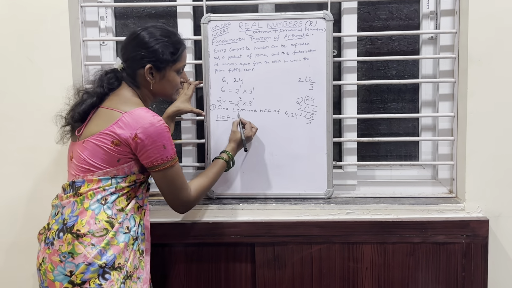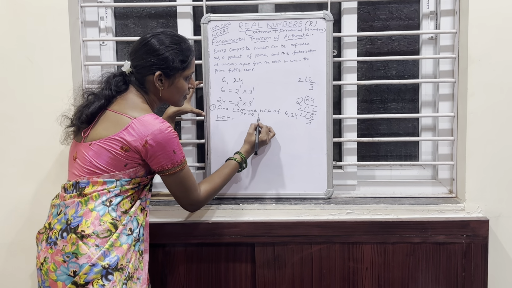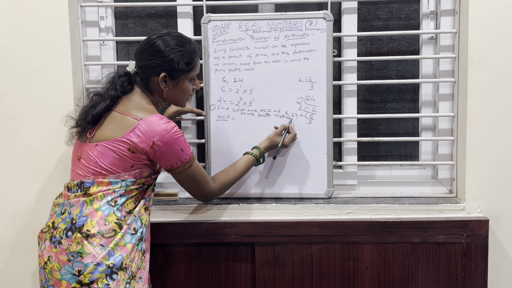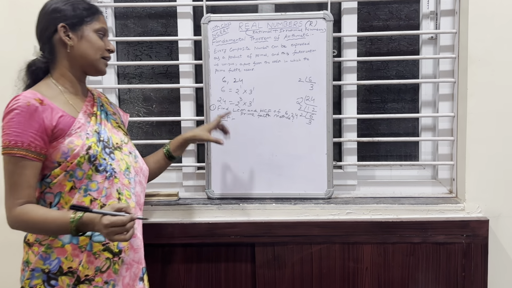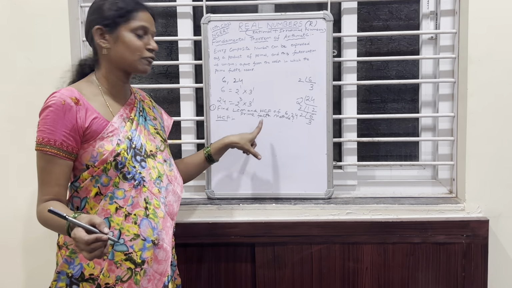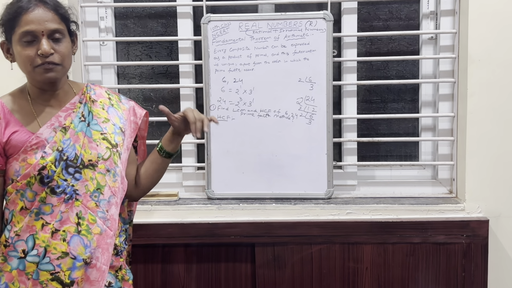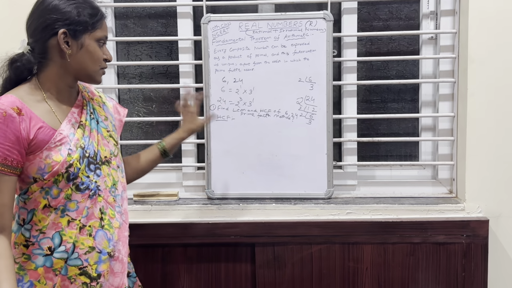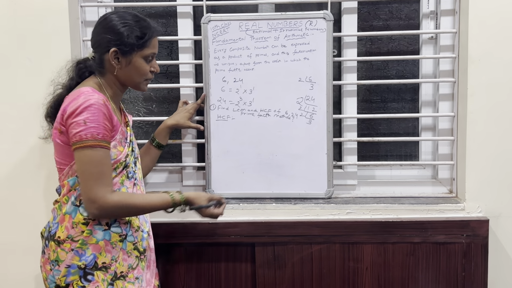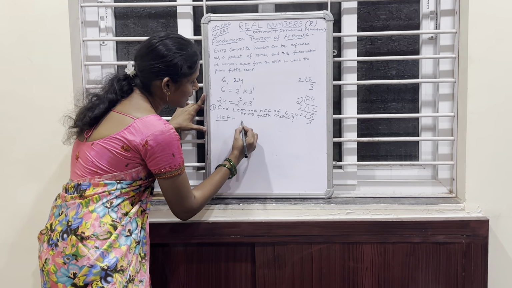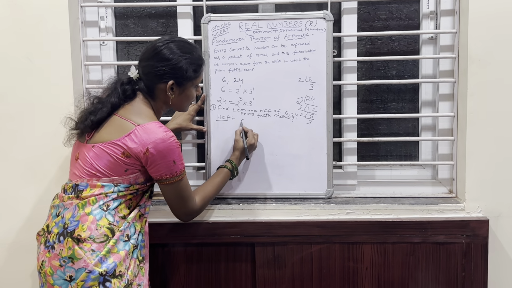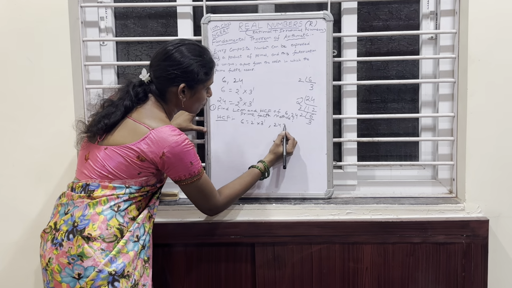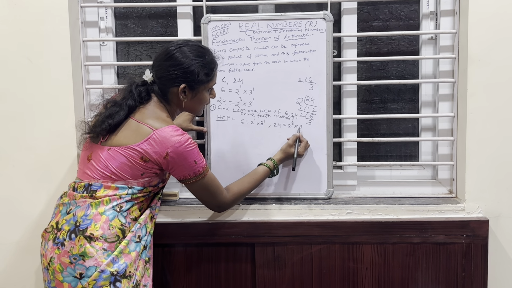Here what will they mention? Prime factor method. They will ask in the exam, find the LCM and HCF of 6 and 24 by the prime factor method. So we have to find the LCM and HCF by the prime factor method. So first HCF. 6 we write as 2 times 3. 24 is 2 cube times 3 power 1.